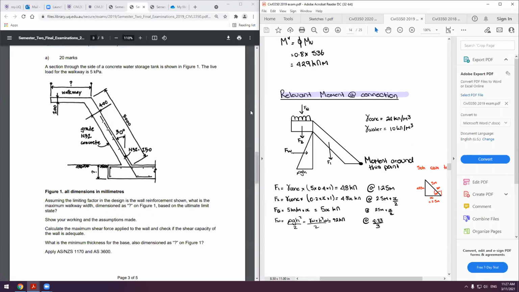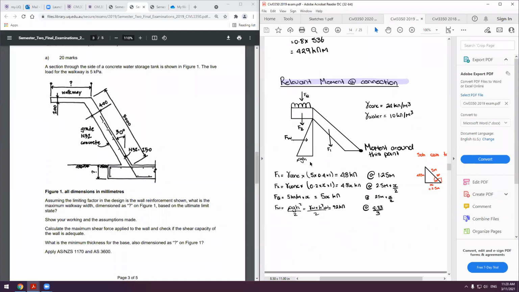So probably the most confusing part about this is trying to work out all your moments and where they're coming from. We have the forces of our concrete, which I've broken up into this stem part and walkway section. Our live load, which is the 5 kPa force on the walkway, and our force of the water. In this case, the only unknown is the length of the walkway, whereas in the previous question, it was the height that we had to find. We'll start that in. Again, it's easy.